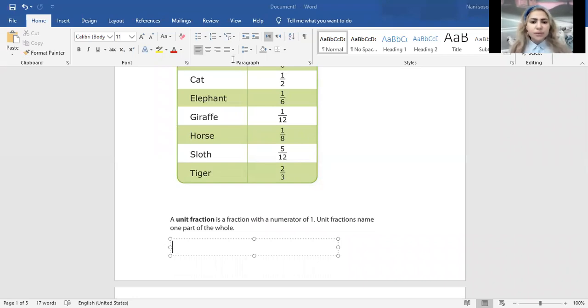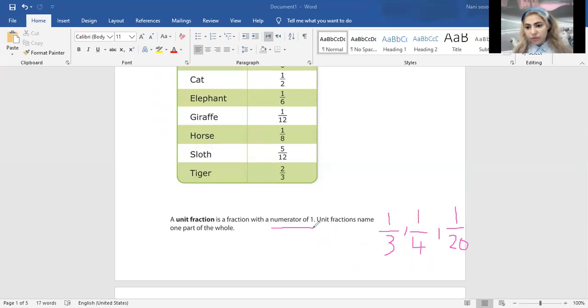Give us an example. Like, let me write it like this better. Just a second. Okay, like here, 1 out of 3 is a unit fraction. Like what else? 1 out of 4 is a unit fraction. 1 out of 20 is a unit fraction. So any fraction that has numerator equal to 1 is called a unit fraction.